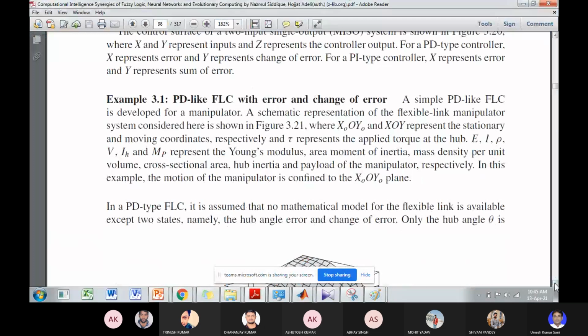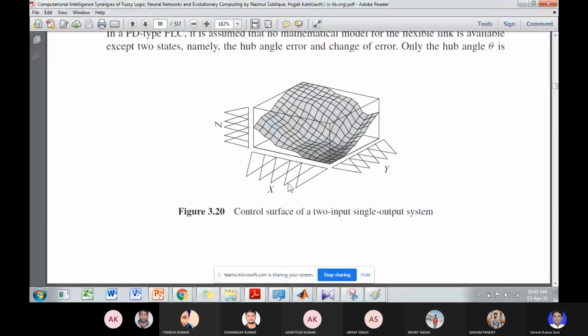You can see here in 3D, x and y are the inputs and z is the output. Given the input, suppose x is very low and y is very low, then the output duty is very low. Suppose here y is very high and x is very high at this point, then the duty cycle is very high. So this may represent the fuzzy logic controller for a two-input single-output system for controlling the duty cycle in a DC-DC converter.